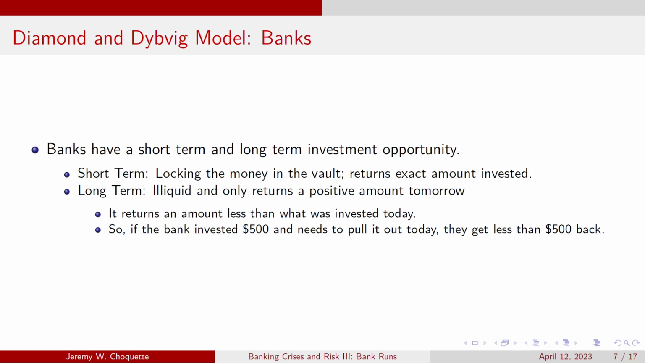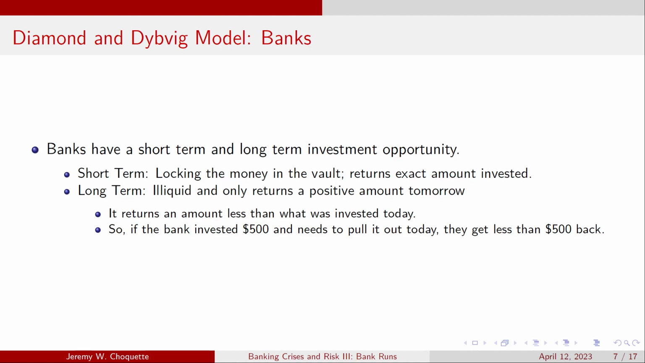Now, the bank has a short-term and a long-term investment opportunity. The short-term investment opportunity is basically locking their money in the vault, and it returns the exact amount that was invested. Doesn't really do much for them, right? Because you're just sitting on idle cash. Now, the long-term investment, on the other hand, is where things get interesting, because this is where they will invest in illiquid assets, and it's only going to return a positive amount tomorrow, right?